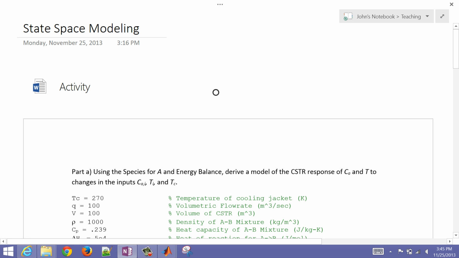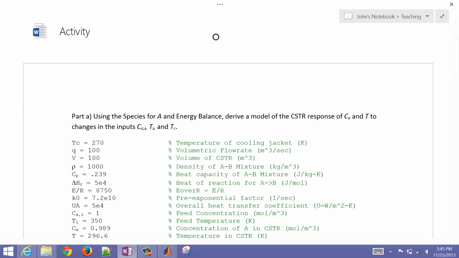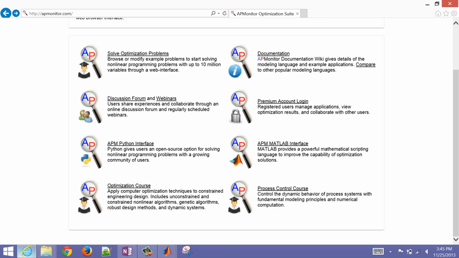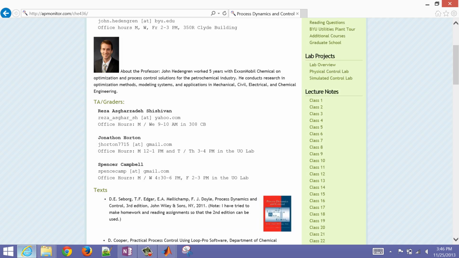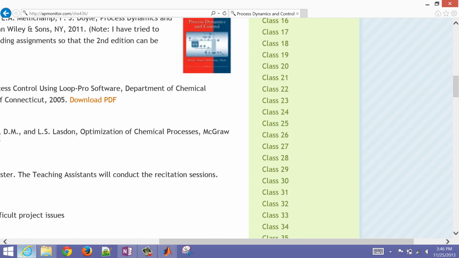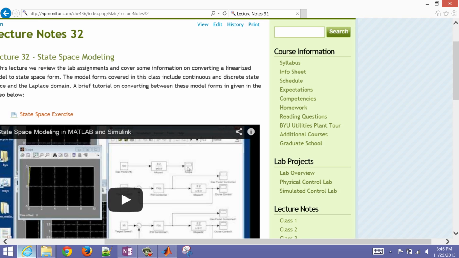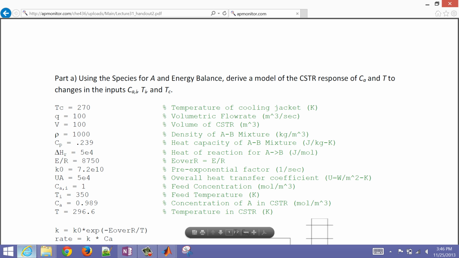This is a state space modeling exercise for chemical process control. We're going to go through this activity that's shown here, and in order to be able to access this activity and the files for it, you'll need to go and visit the internet. Go to APMonitor.com and visit the process control course, and then if you scroll down and visit class number 32 is where we talk about state space modeling, and you can access the files and the document here.